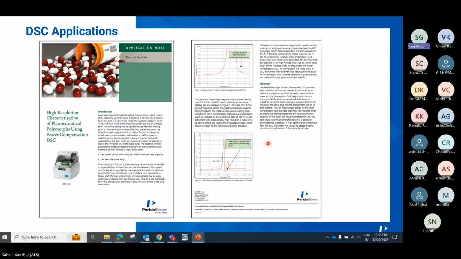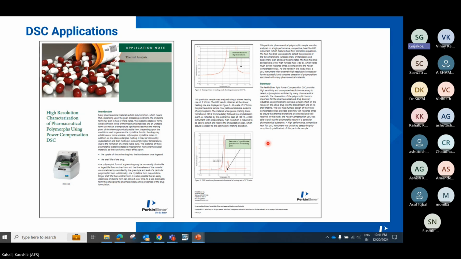Now, as we know, there are two or three forms, and these forms exhibit different melting temperatures. But sometimes these melting temperatures are so close to each other that when we analyze the sample, it gives a single melting peak for all three polymorphs. In this case, DSC is the instrument which gives us the advantage of running the sample at a lower heating rate.